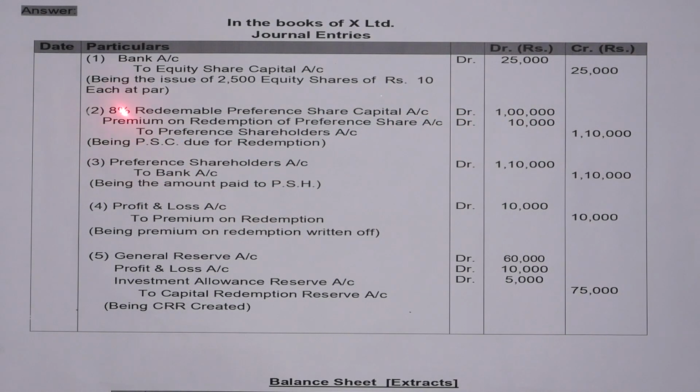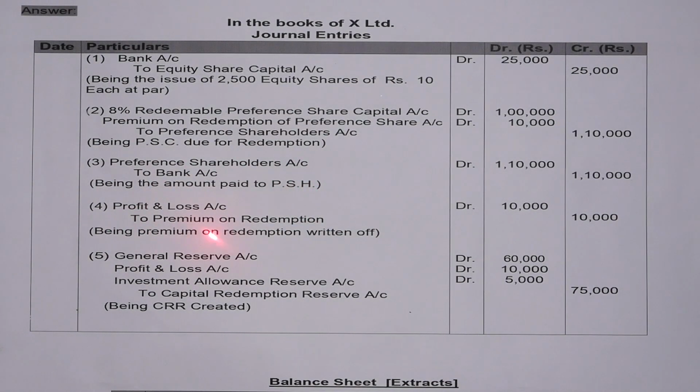Why are we debiting premium on redemption of preference share? Because payment of premium on redemption of preference share is an expense of the company. So that's why we are debiting 10,000, to preference shareholder rupees 1 lakh 10,000, being preference share capital due for redemption. So next entry, third, preference shareholder account debit to bank account rupees 1 lakh 10,000, being the amount paid to preference shareholder.